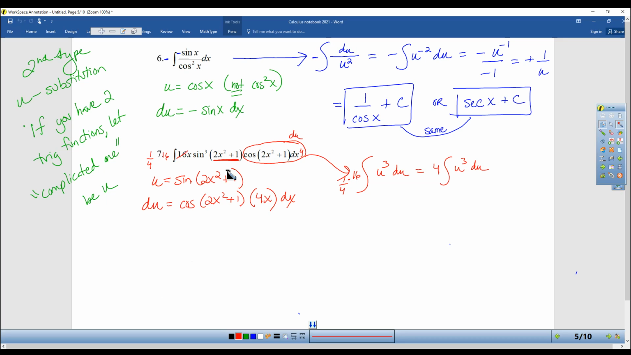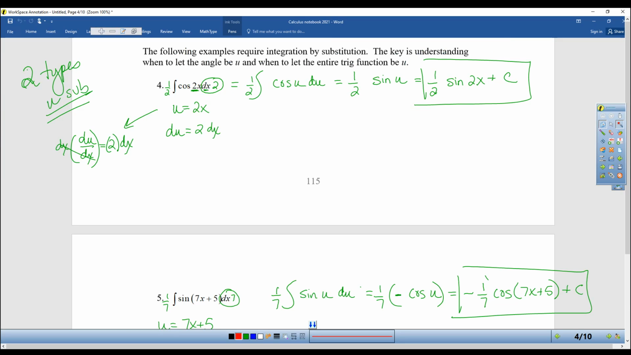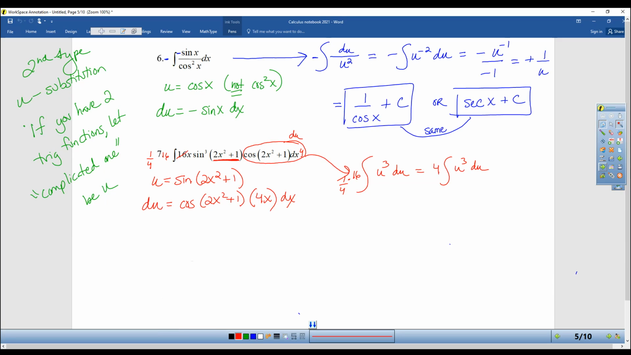So remember, normally you would let u be something to do with the angle. Like here, we let u be 2x. We let u be 7x plus 5. But when you have two trig functions, it's more important that u be one of the trig functions, and the angle will just get incorporated. It'll work every time. Remember that u is always the more complicated trig function, but not the complicated part. I don't ever want to make u sine cubed. That would be a mess for my derivative.